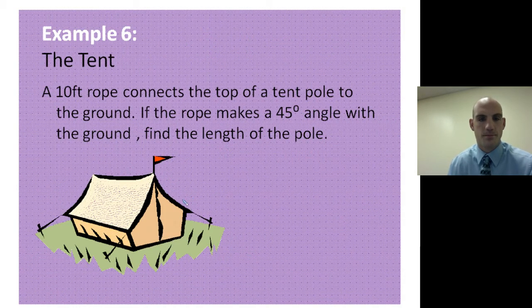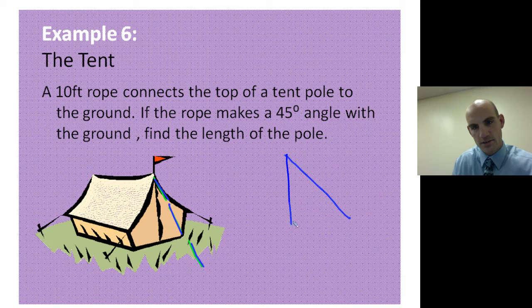An example. If I've got a tent here, and the top of the tent pole to the ground is going to be this distance here. I could have picked any color, but I picked that one. Let's look at blue. It connects here, and when we put it to the side, it kind of looks like this. And this is the rope. So this is going to be our 45, 45, 90. And this is a 10-foot rope.